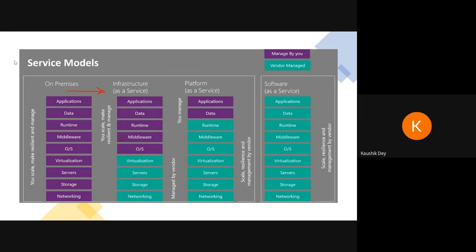Infrastructure as a service. Infrastructure means your application, your runtime, operating system, middleware, means API. You have to write one API, right? You want to use some .NET code, right? You want to use some PHP code, right? So yes, this is middleware. So it's called your infrastructure.